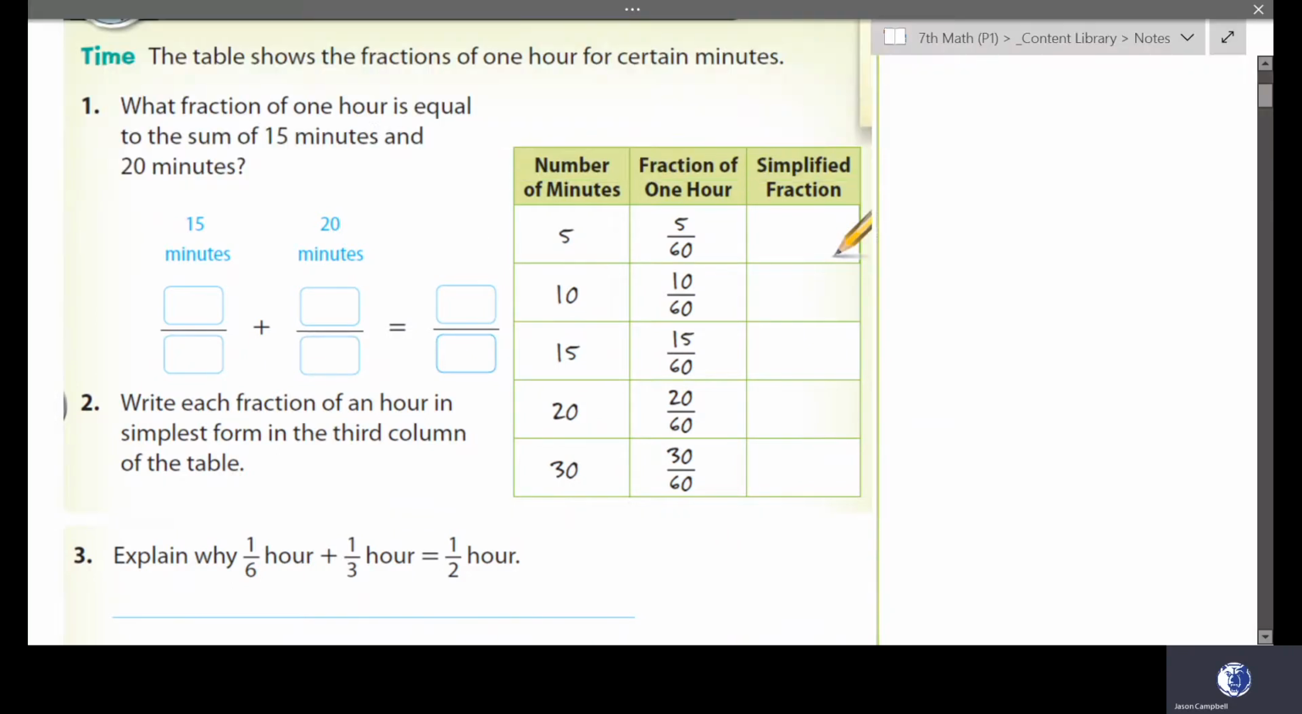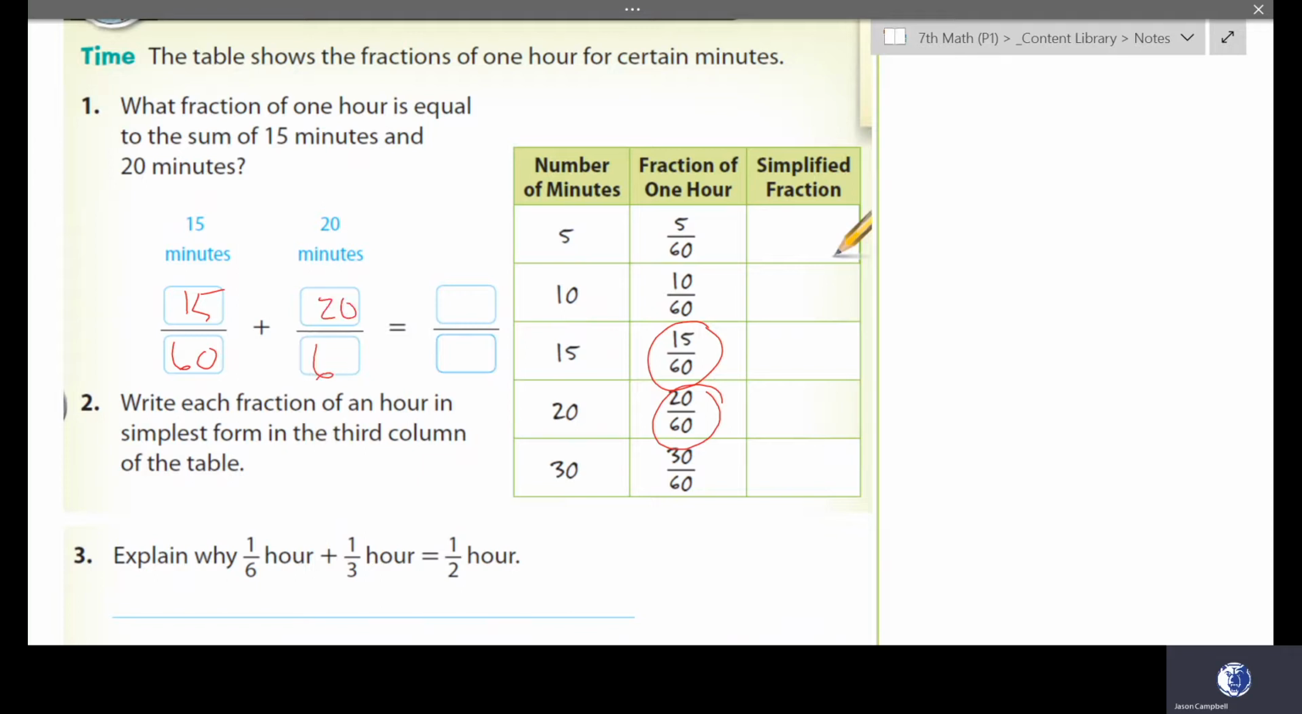Well, 15 minutes we see here is 15 over 60, and 20 minutes is 20 minutes out of 60, because there's 60 minutes in 1 hour. If we add our numerators, 15 and 20 makes 35. The denominator stays the same, so 35 out of 60 minutes.